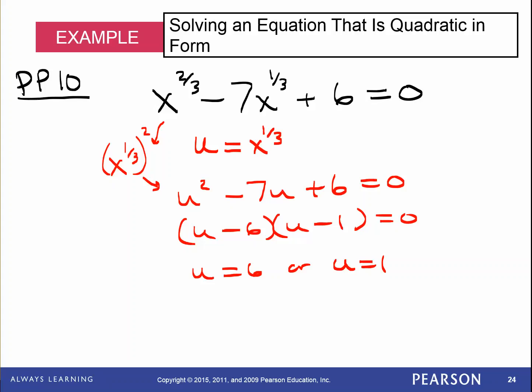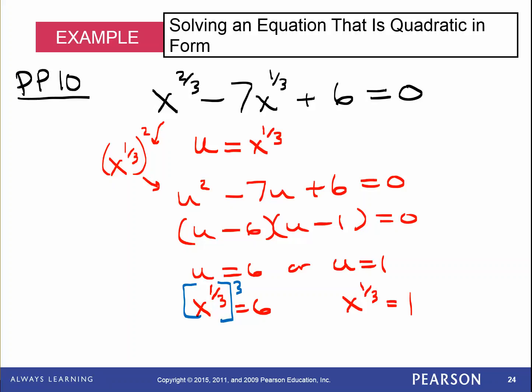The only little problem we have is we didn't start off solving for u. We start off solving for x. And so what we do is we back substitute the x in. So u is actually x to the 1/3, now equal to 6. On this side, x to the 1/3 is equal to 1. So what should we do to solve for x? We've been doing it, practice problem number 9. Yep, we'll take the power using the reciprocal of the exponent.